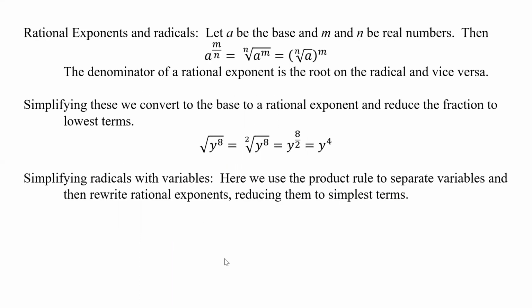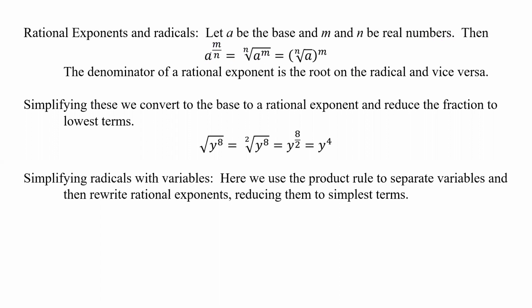We also have the rational exponents and radicals rule. It says let a be the base and m and n be real numbers. Then a, our base, raised to the power m over n is equal to the nth root of a to the m. Because our denominator is going to give us our root, and our numerator is going to give us our exponent that we raise our base to.